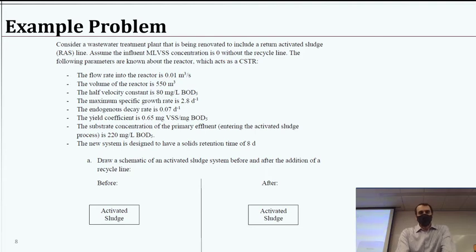The following parameters are known about the reactor, which acts as a CSTR. So we've got a bunch of parameters for the system and a couple for the new system that's going to be designed. And so part A asks us to draw a schematic of an activated sludge system before and after the addition of a recycle line. Okay, so give this a moment to think about, maybe sketch it out on paper.